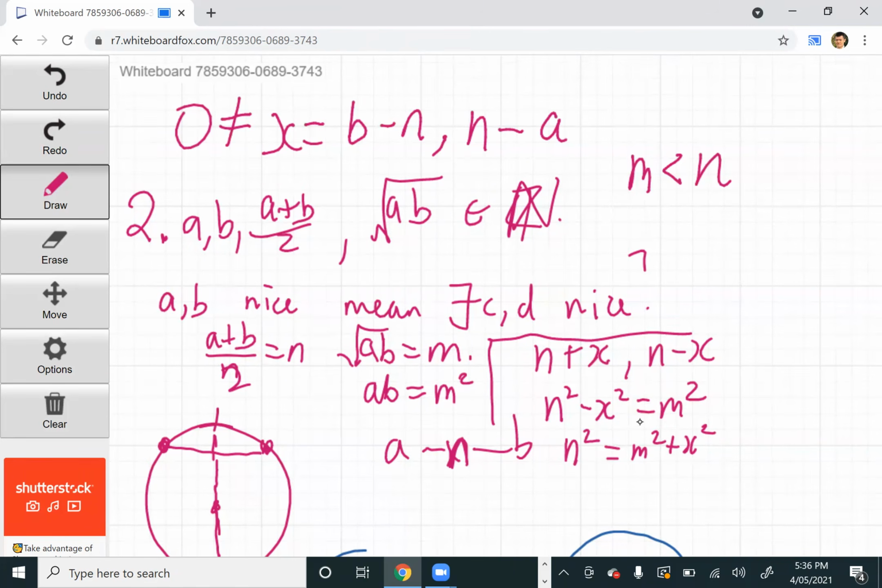But is it obvious? Yeah, because x is given that it's less than.